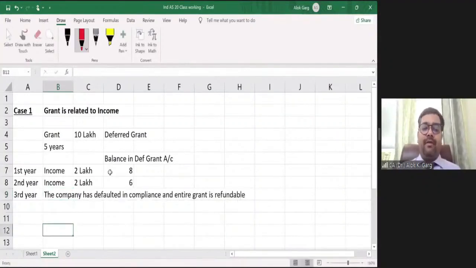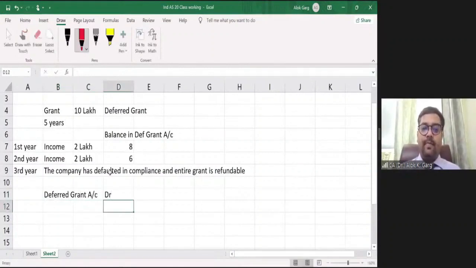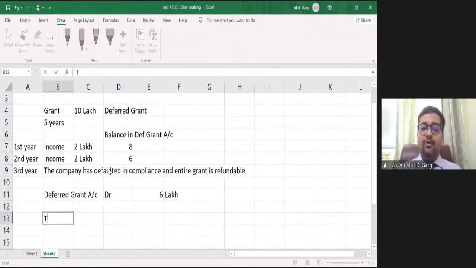Then what will be the accounting entry? So the standard says that when the entire grant is refundable, first of all, you have to see what balance is outstanding in the deferred grant account in the liability. So first of all, you need to adjust from there. Deferred grant account, debit. How much? 6 lakh. Okay. Then to bank, how much money is payable? To bank or to government grant payable, whatever it may be. To bank, credit 10 lakh.